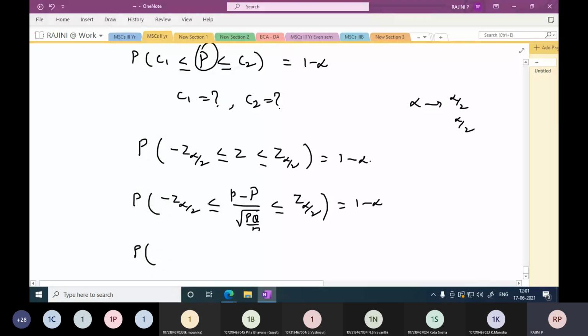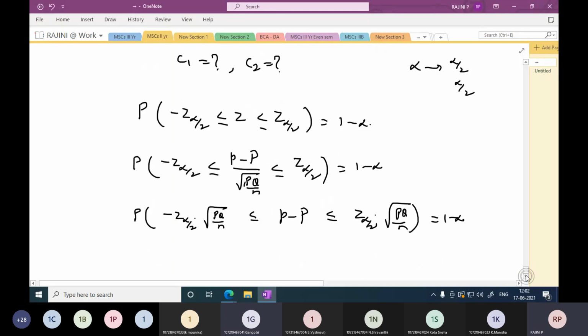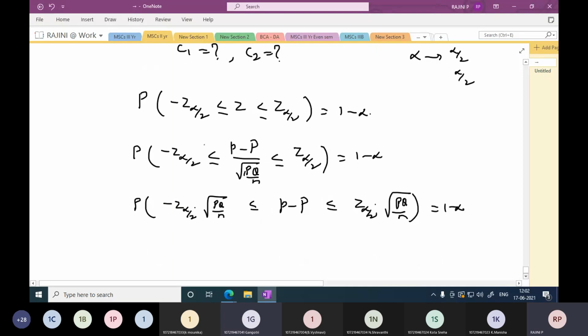Multiply all the sides with under root PQ by N. Then what you'll get is minus Z alpha by 2 under root PQ by N less than or equal to small p minus capital P, and less than or equal to Z alpha by 2 into under root PQ by N. Listen here: why did I write here p minus capital P only? Why haven't I written the denominator? Because you are multiplying with under root PQ by N, so both are going to cancel.